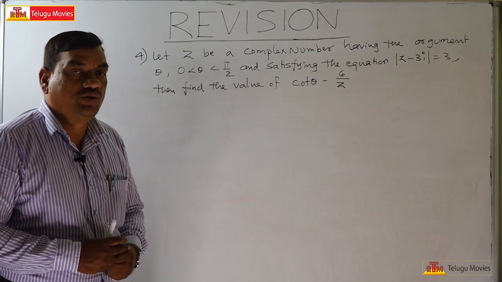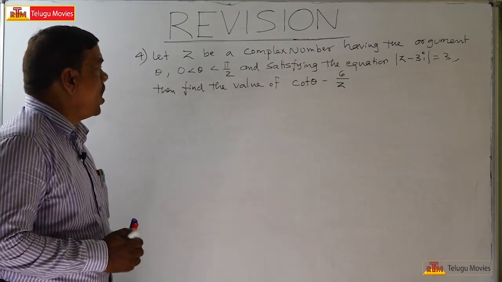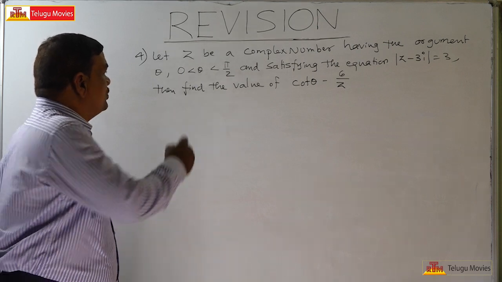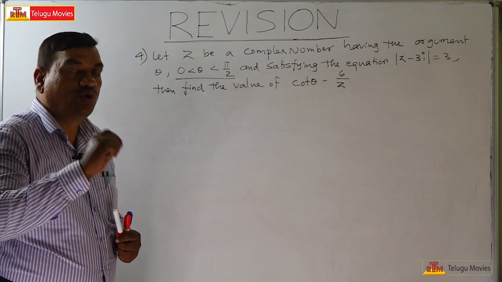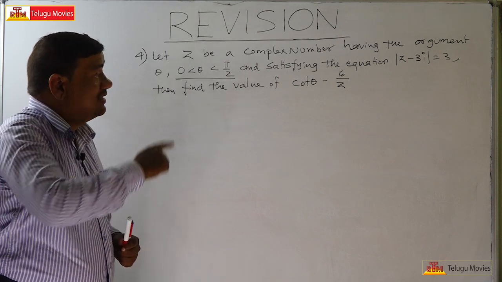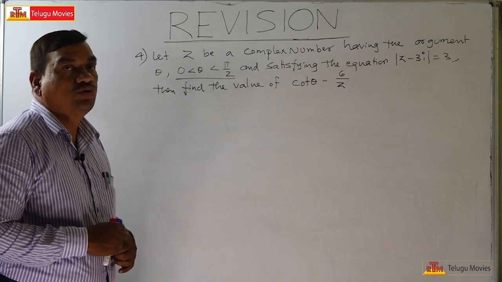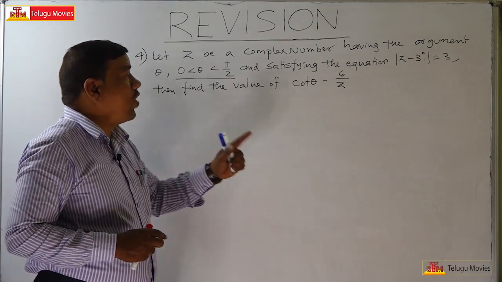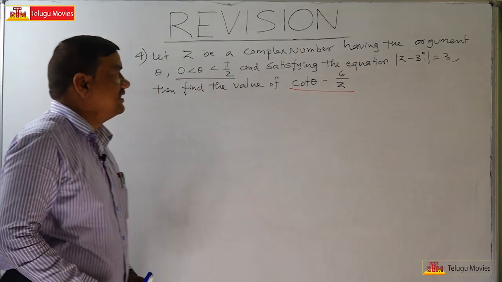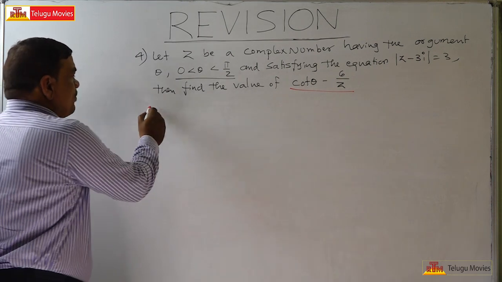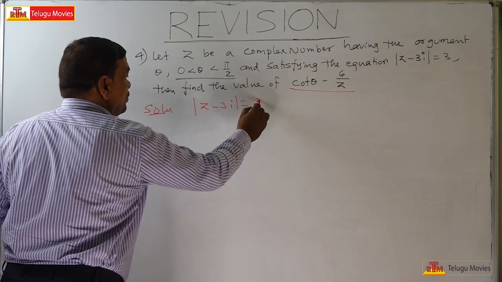Hi students, welcome to this problem. Let z be a complex number having argument theta which lies between 0 and pi by 2, and satisfying modulus of z minus 3i is equal to 3. Then find the value of cot theta minus 6 by z. That value we have to find out. First see the problem here: modulus of z minus 3i is equal to 3.